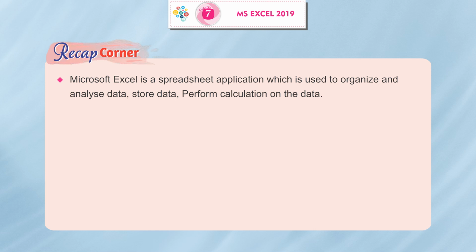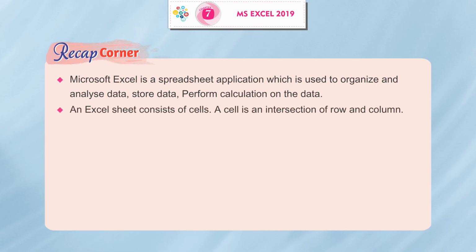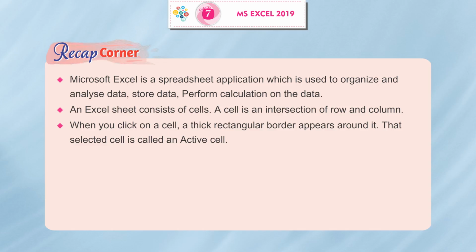Recap corner. Microsoft Excel is a spreadsheet application which is used to organize and analyze data, store data, and perform calculation on the data. An Excel sheet consists of cells. A cell is an intersection of row and column. When you click on a cell, a thick rectangular border appears around it. That selected cell is called an active cell.